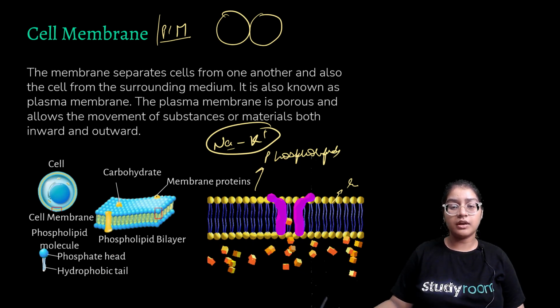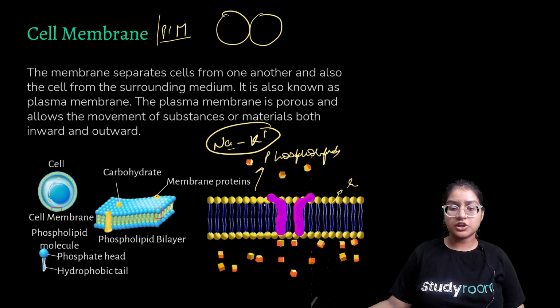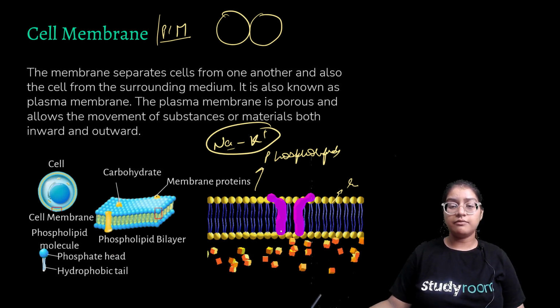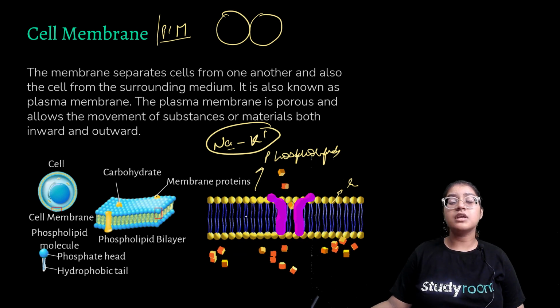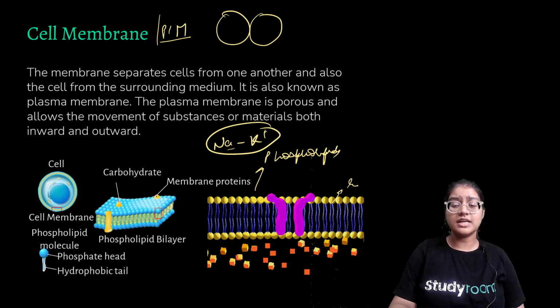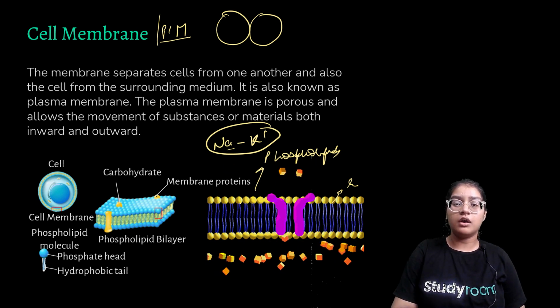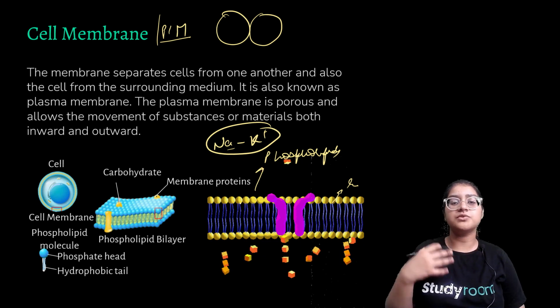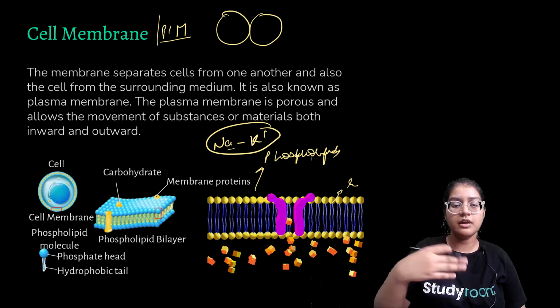We have membrane protein up here. This is a 3D structure, this is a 2D structure. We have proteins here. You can see it's embedded. So this is the cell membrane which separates one cell from another and it helps in the movement of substances across the membrane.